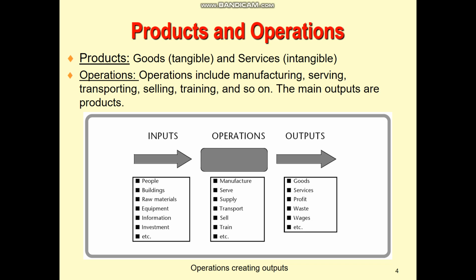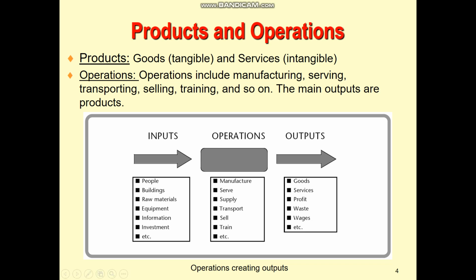So those things are inputs. Those are the things we need and put into a process to make a product. So in the process, I cook: I put the fish in the pan and put oil, and so on. That is operations. After cooking, my output is the dish, the cooked fish and tomato sauce, right? So it's the same for inputs, operations, and outputs. The main outputs are products.